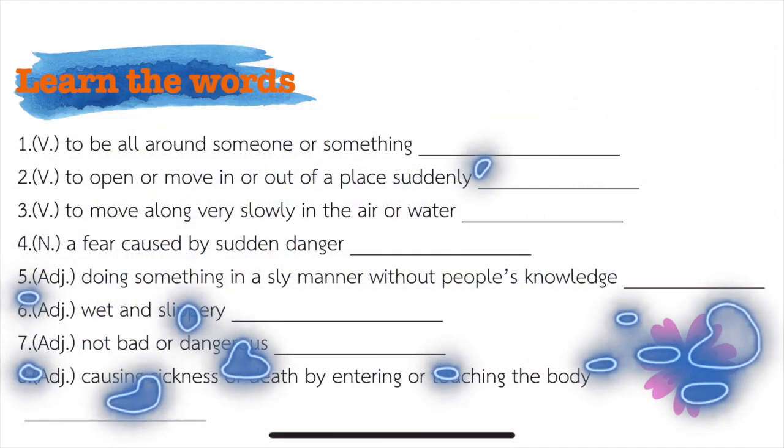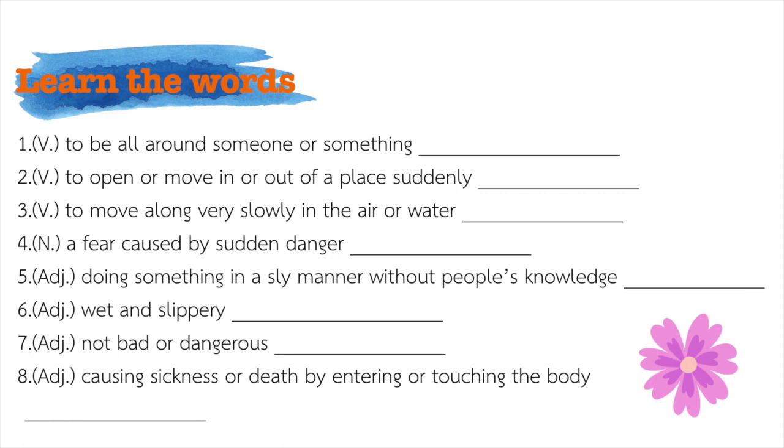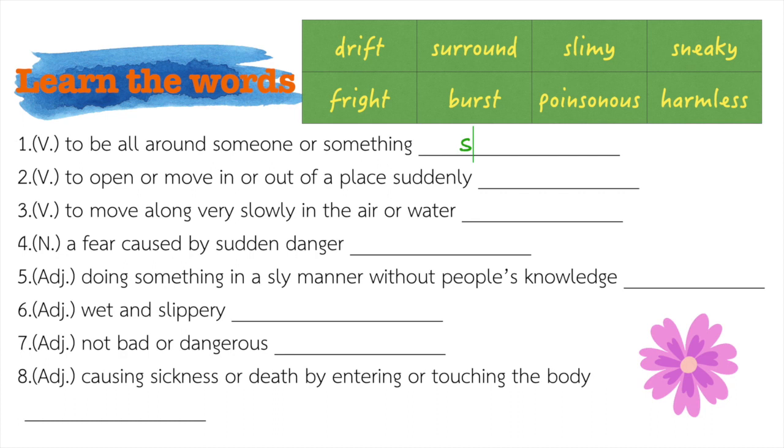Okay. Learn the words. Number 1 is a verb, to be all around someone or something. Surround. Number 2 is a verb, to open or move in or out of a place suddenly. Burst. Number 3 is a verb, to move along very slowly in the air or water. Drift.